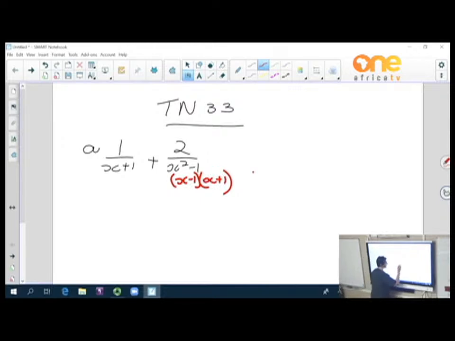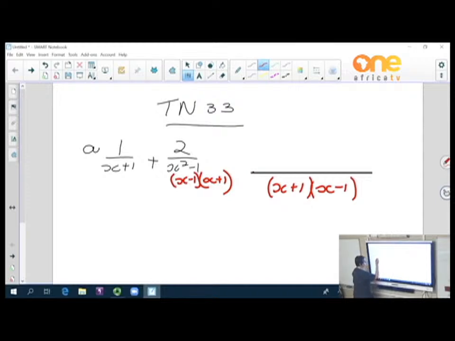So now my LCM is, I need x plus 1, but I also need an x minus 1. It's not necessary to take another x plus 1. This is the lowest common multiple. So I multiply now here with x minus 1, x plus 1, and I multiply here each term with the LCM, x minus 1, x plus 1, and cancel.